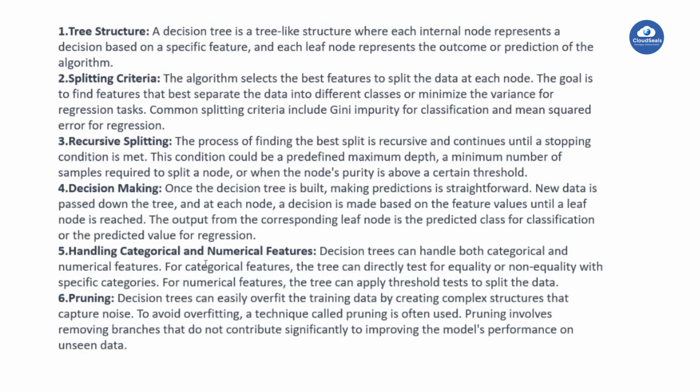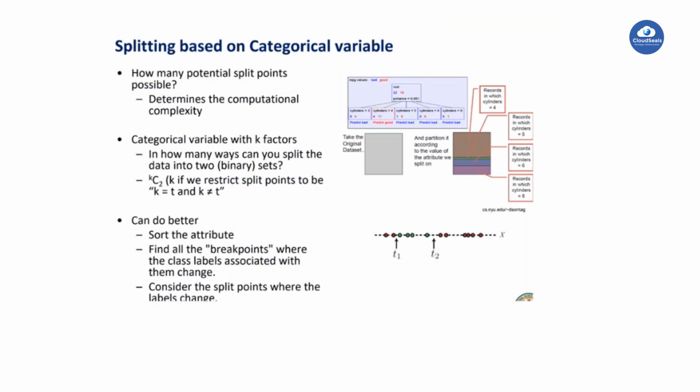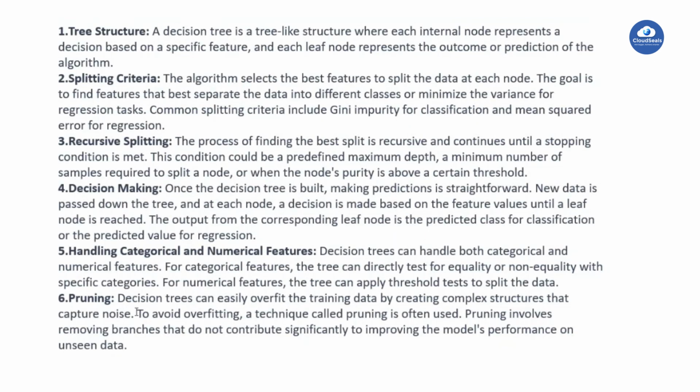Then after, handling categorical and numerical features. I already explained how to handle the categorical data and how to handle numerical data. Pruning: a decision tree can easily overfit. Why? Because it gives one tree from the starting to the ending. Whenever there is a new data point that has any new data which is not presented in the training data set, this way, for example, let's take this is the destination, this is the source.